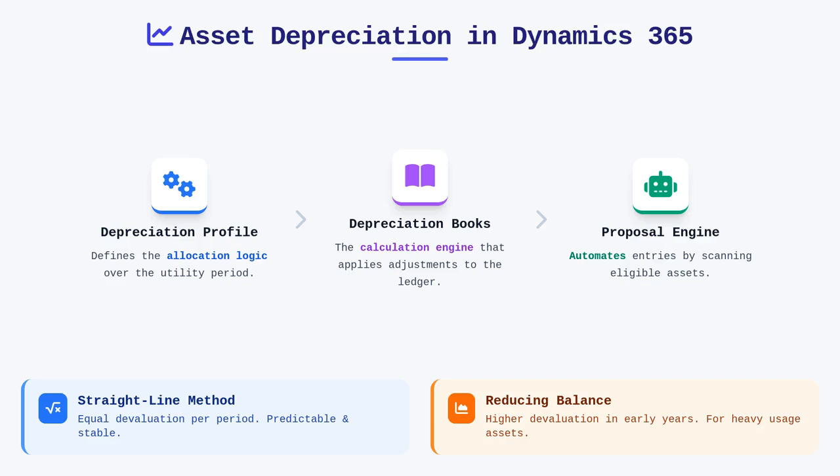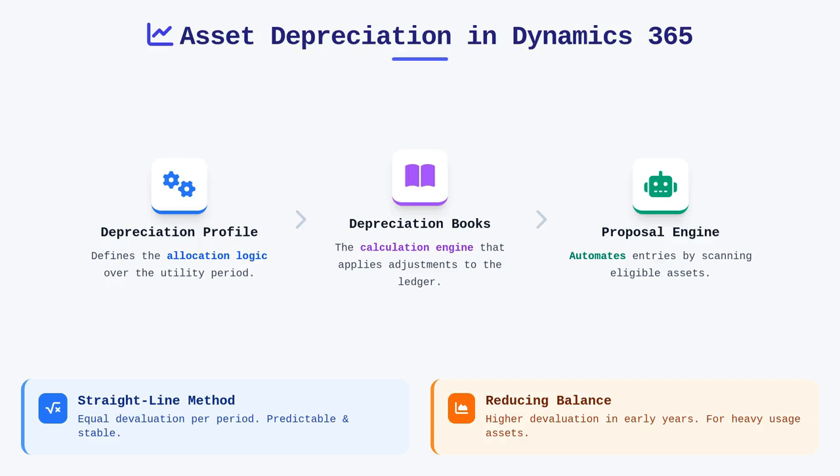Once an asset is recognized, it begins its journey of devaluing through depreciation, which is a systematic allocation of the acquisition cost over the asset's utility period. To manage this in Dynamics 365, you must configure a depreciation profile that dictates how the system distributes these costs over time. A common choice is the straight-line method, where the asset loses an equal amount of value in every period, which is straightforward and predictable for stable assets.